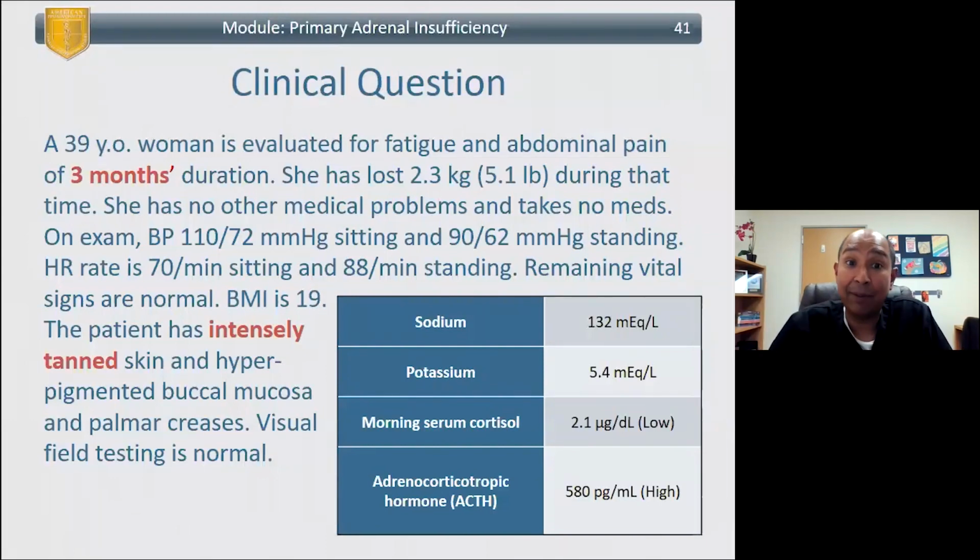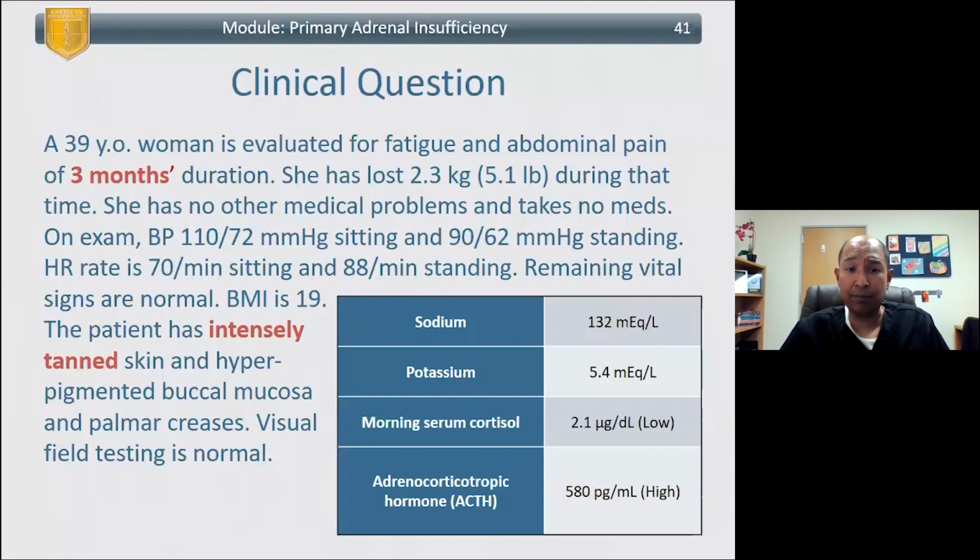I know I love taking my time, but I really want to show you how you integrate this. So there's a 39-year-old woman evaluated for fatigue and abdominal pain of 3 months duration. She has lost 5 pounds during that time. She has no other medical problems and takes no meds.